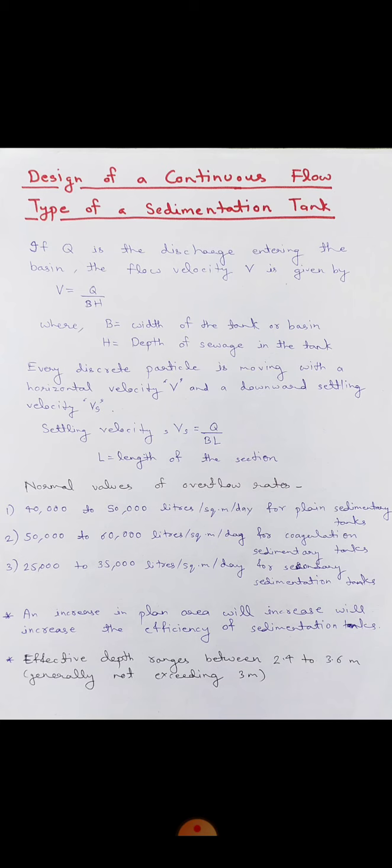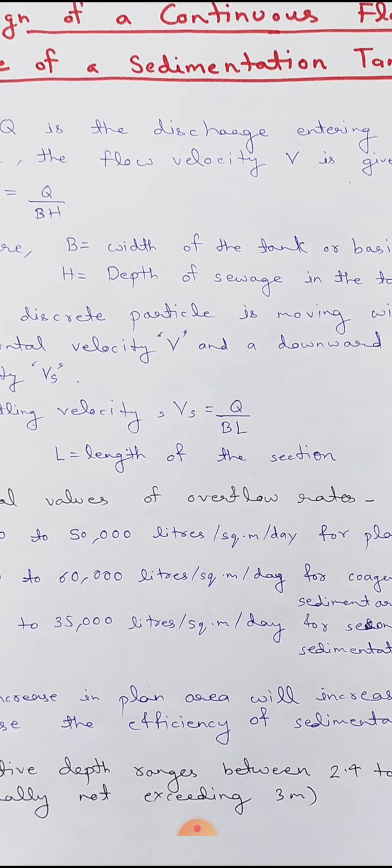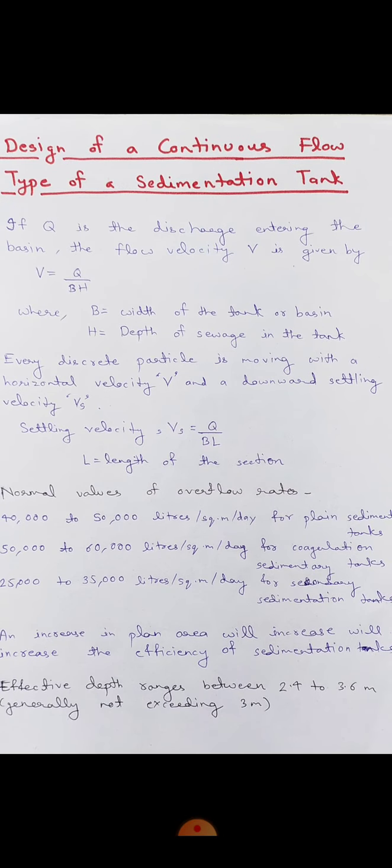First of all, let's say Q is the discharge entering into the basin, and the flow velocity will be V. If water is flowing with a discharge of Q, then its flow velocity will be defined by capital V, which is equal to Q upon BH. This V is equal to Q upon BH, where B is the width of the tank and H is the depth of sewage in the tank.